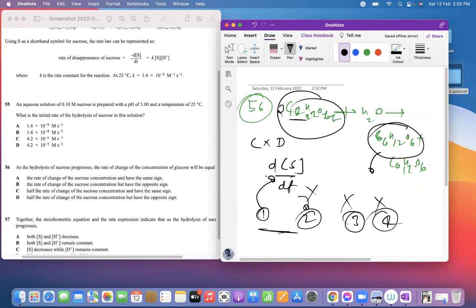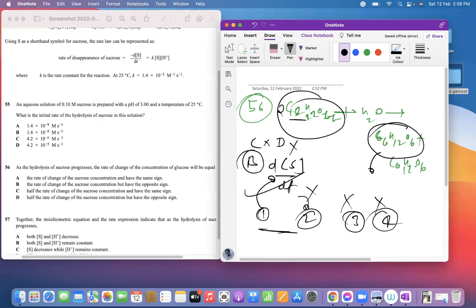And now again, I am saying the basic concept. You can see glucose and sucrose both have opposite directions, so they should have opposite signs. Now you can see the combinations. Opposite sign is only present between B and D, and I'm saying D is not possible. So only B is the right choice.